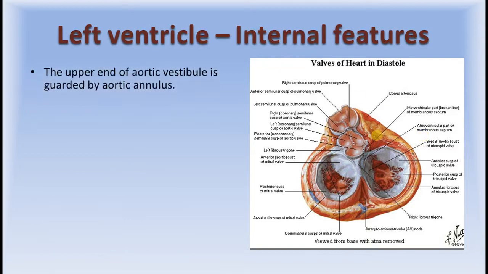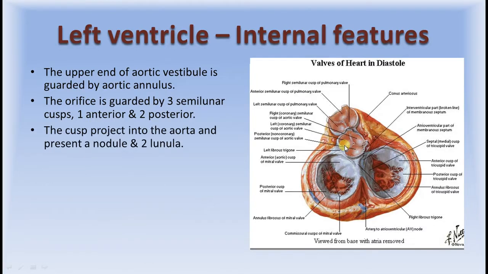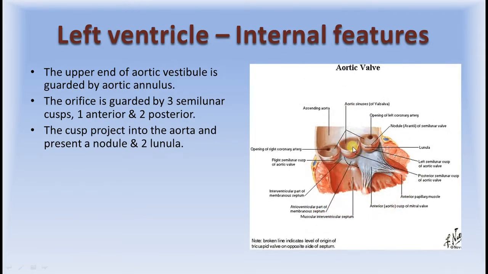So as I told you, the aortic opening is actually guarded by the aortic annulus. The vestibule is guarded by the aortic annulus. Okay, sorry, here you are able to see here. It has got one anterior and two posterior cusps, and they project into the ascending aorta, and each in the center has got a nodule and the lunulae. So this center nodule and lunulae on either side.